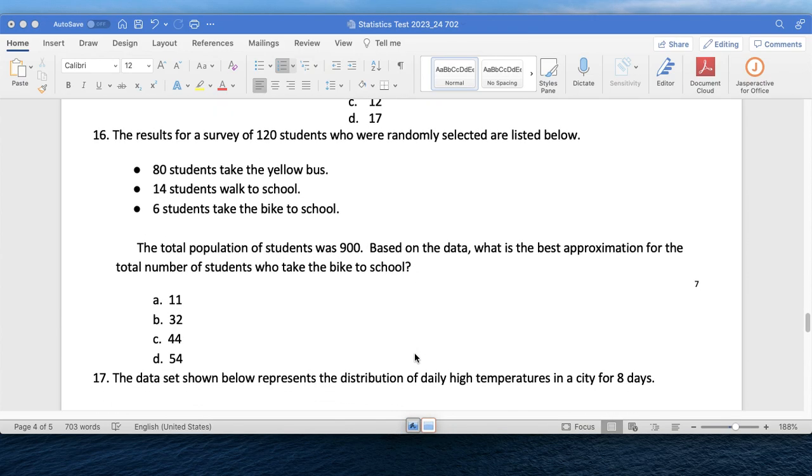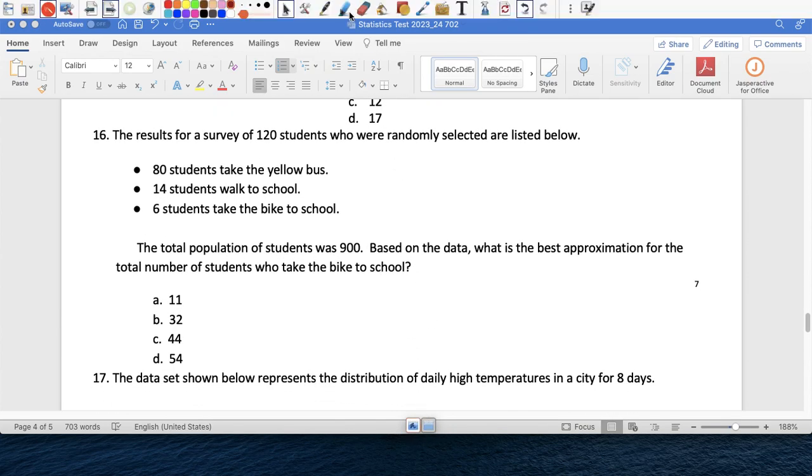16. There was an error here. Please change the 120 to 100. The results for a survey of 100 students who were randomly selected are listed below. 80 students take the yellow bus, 14 walk to school, 6 students take the bike to school.